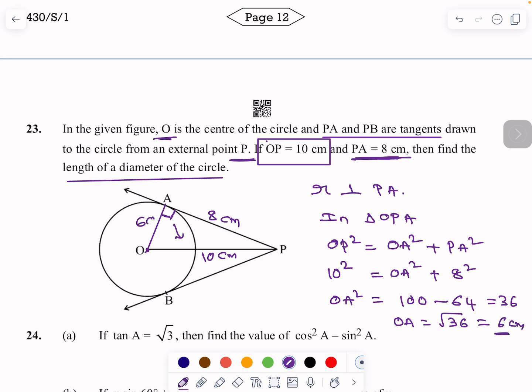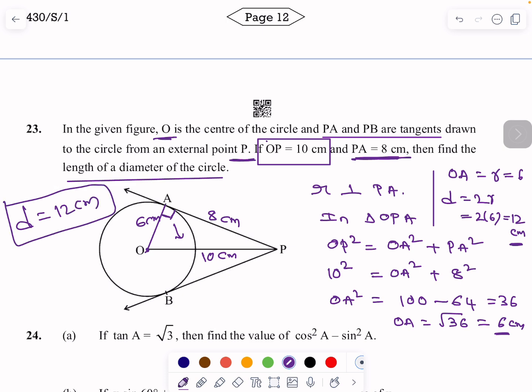If the radius is 6 centimeter, what is the diameter? OA is the radius, so the radius we got is 6 centimeter. Then diameter is equal to 2 times the radius, that is 2 into 6, which is equal to 12 centimeter. The answer is diameter is equal to 12 centimeter. So in this way we can solve this.